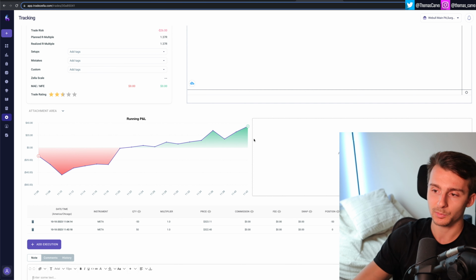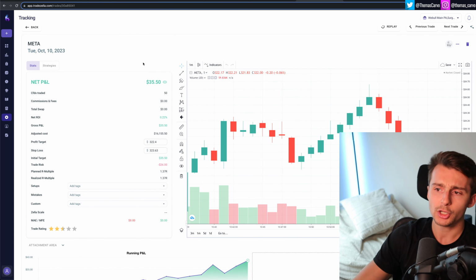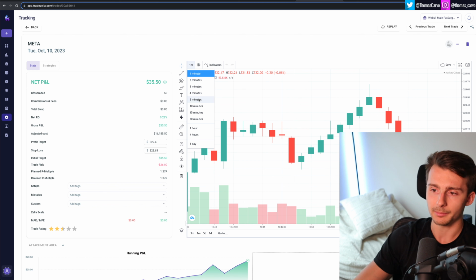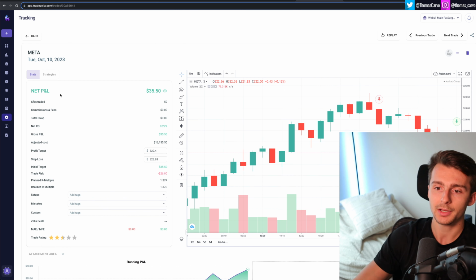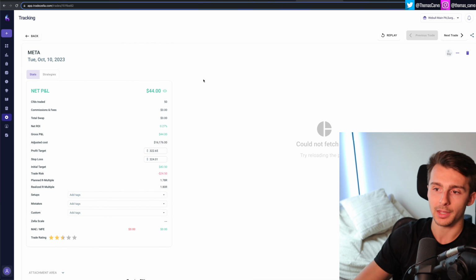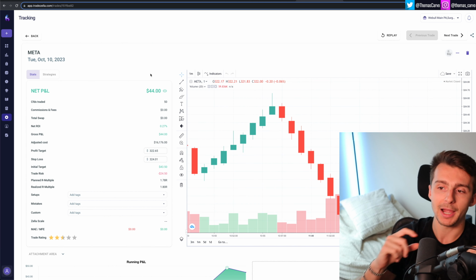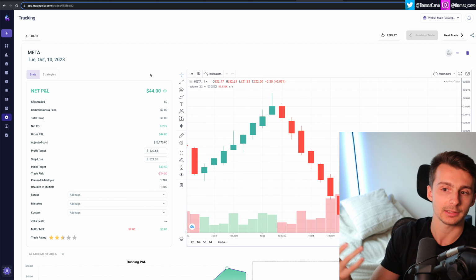So that was that. And then this one was where I went a little bit, not larger, but I played it with two different positions. So there's two positions here. One was a $35 P&L, and then the other one on Meta was a 44. I just kind of combine those two because I entered it twice. It's going to track it as 2 trades, but I entered technically twice.